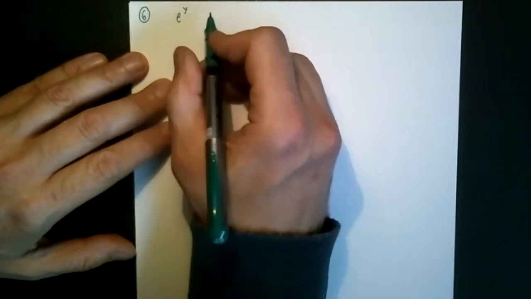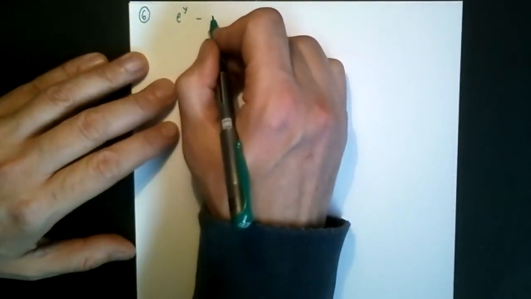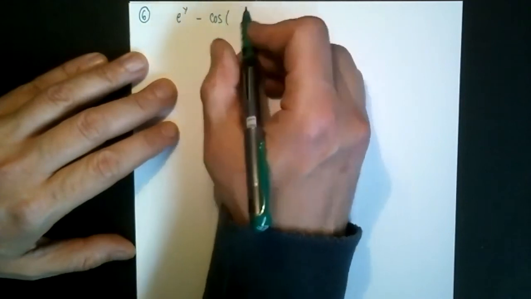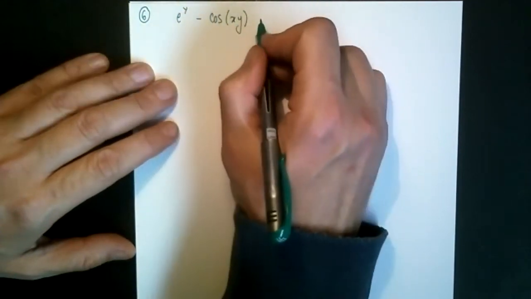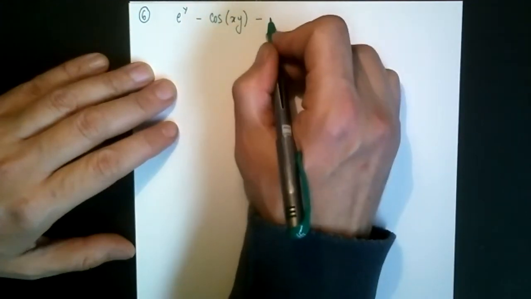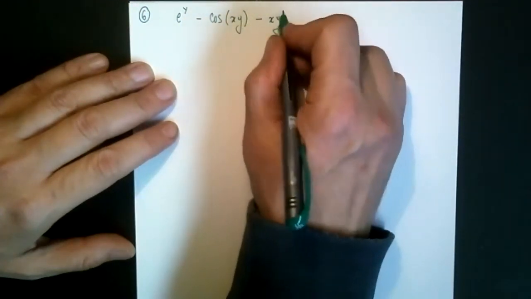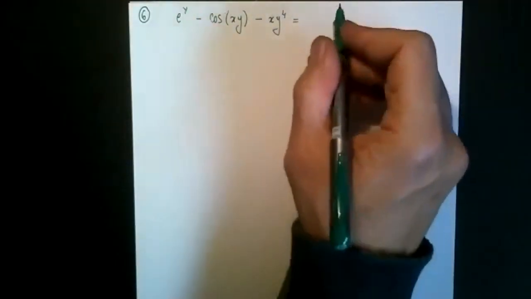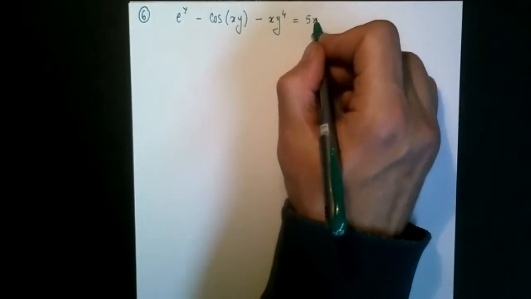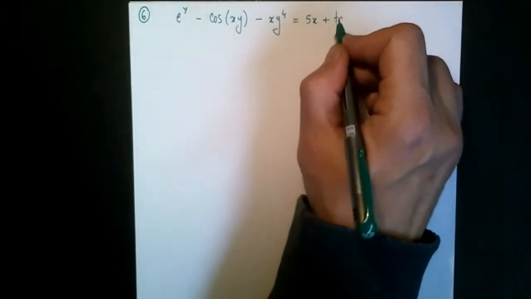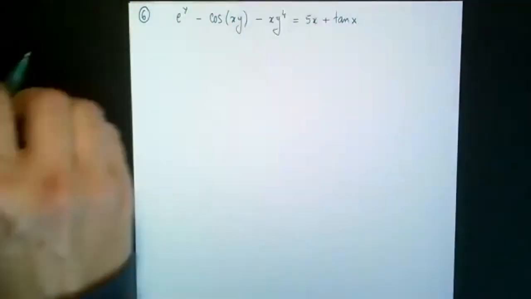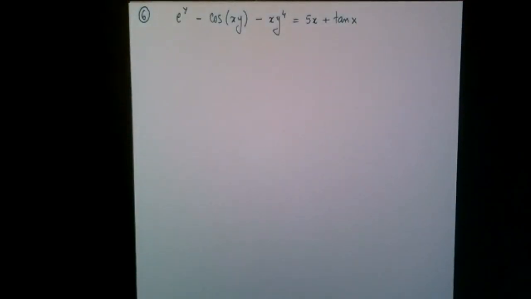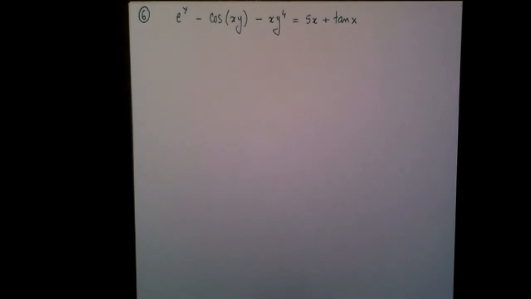e to the power of y minus the cosine of xy minus xy to the fourth equals 5x plus tangent x. Okay, so the relations are becoming more and more complex. The idea is to isolate y prime. Right? Let's see how we do this.